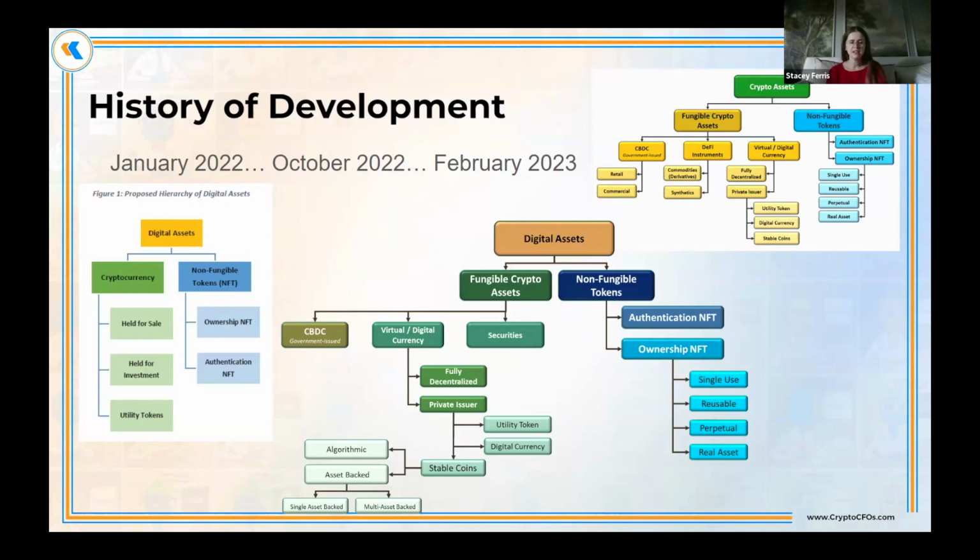From the very beginning, I always had ownership and authentication NFTs. And then ultimately, the ownership category got further broken out into 4 subcategories.